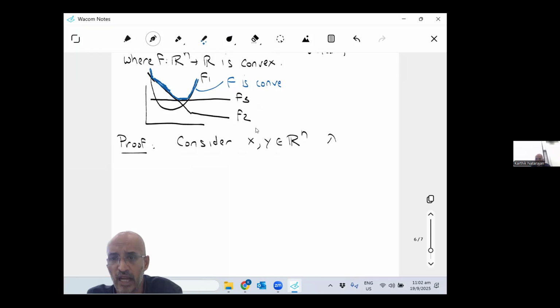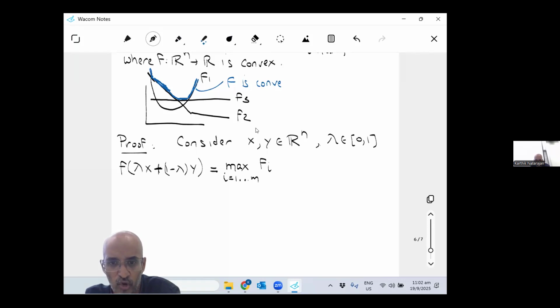x, y in Rn and lambda in [0, 1]. And we're going to check what happens to f of lambda x plus 1 minus lambda y. I want to ensure that this function satisfies the convexity property. So I'm going to start by first using just the definition of the function. So from the definition, I'm just taking the maximum of all these convex functions at this point, lambda x plus 1 minus lambda y.